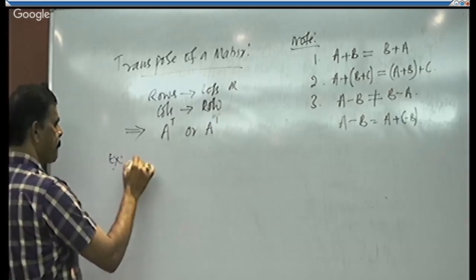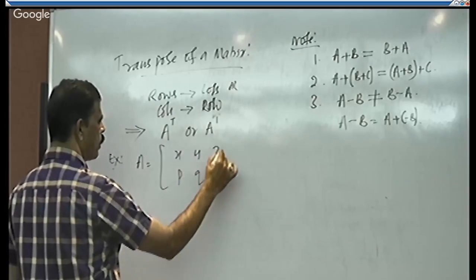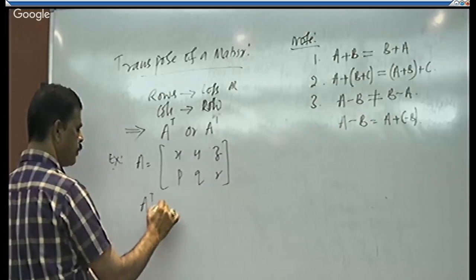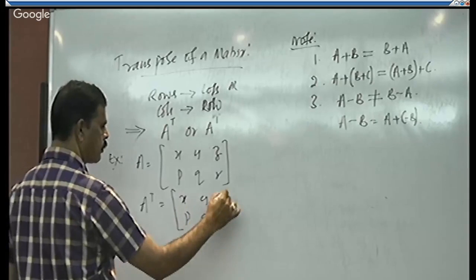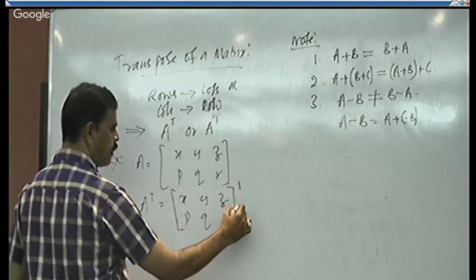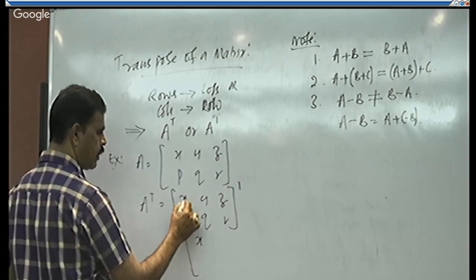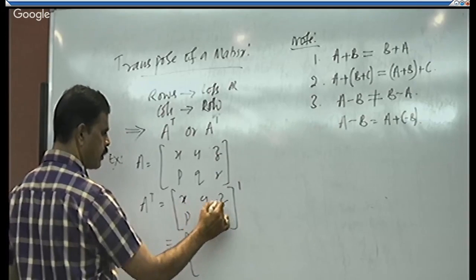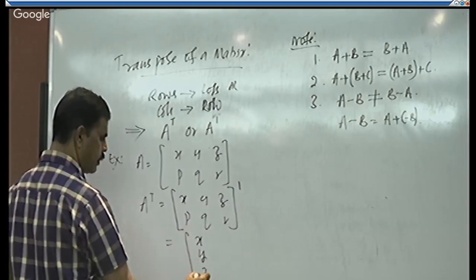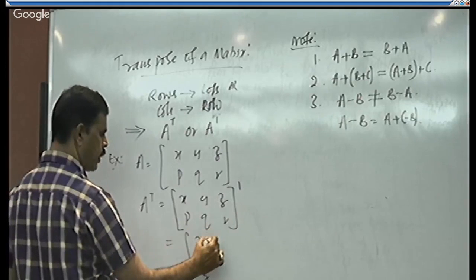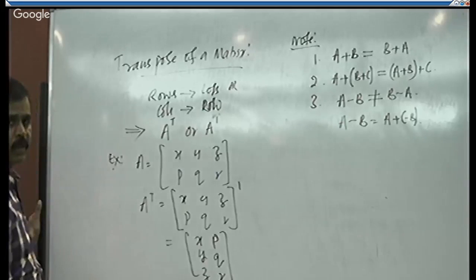See the example. A is equal to a matrix with rows X, Y, Z and P, Q, R. Transpose means changing rows into columns. The first row elements X, Y, Z should be taken as the elements of the first column. That is transpose. The second row P, Q, R is represented in the second column.